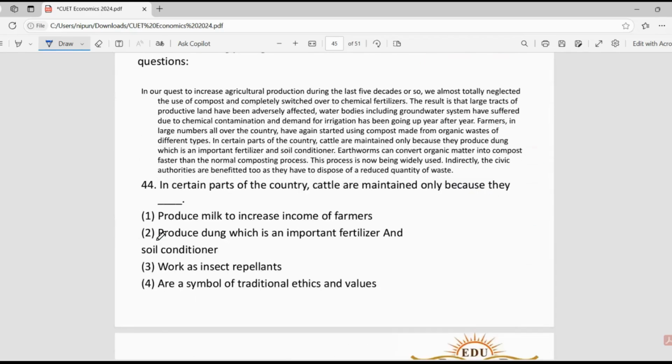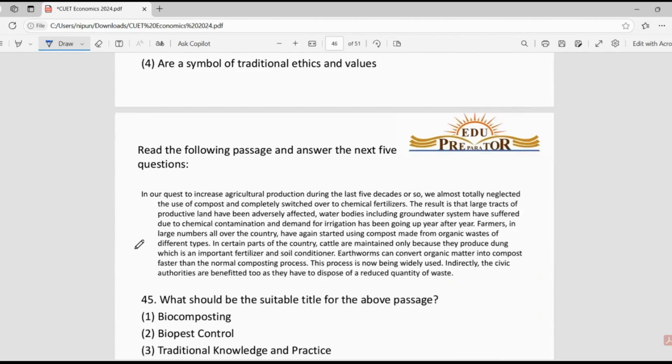44th question पर आते हैं. In certain parts of the country, cattle are maintained. Now it is written here. Cattle are maintained only because they produce dung, which is an important fertilizer and soil conditioner. Option number 2. Next question पर आते हैं.